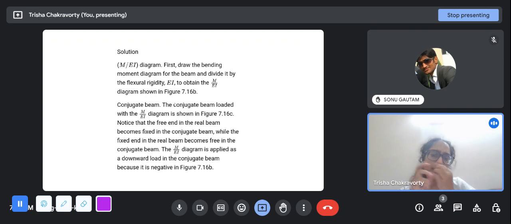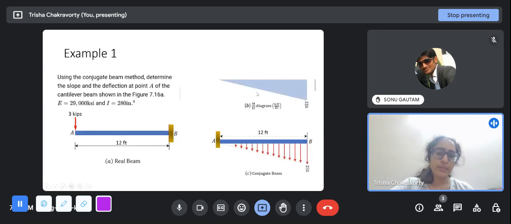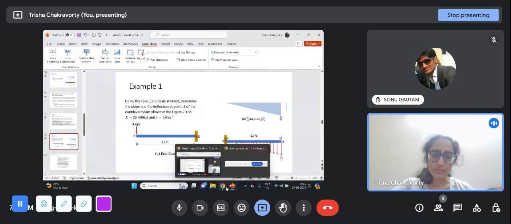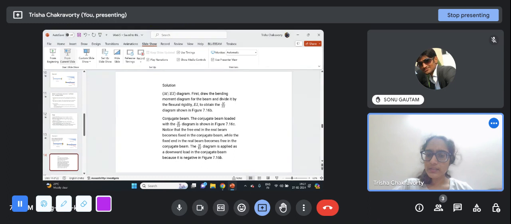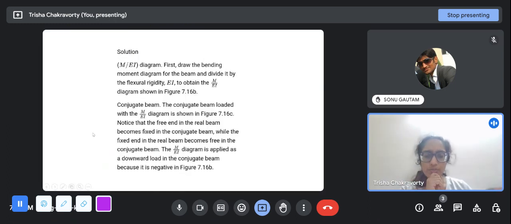So we divide by that to obtain the M by EI diagram, and we get the conjugate beam that is loaded in that way. And this is a description of how the conjugate beam has been made. The M by EI diagram is applied as downward loads in the conjugate beam, because this M by EI diagram was negative. We know that hogging moment is negative. This is how we have drawn the conjugate beam.